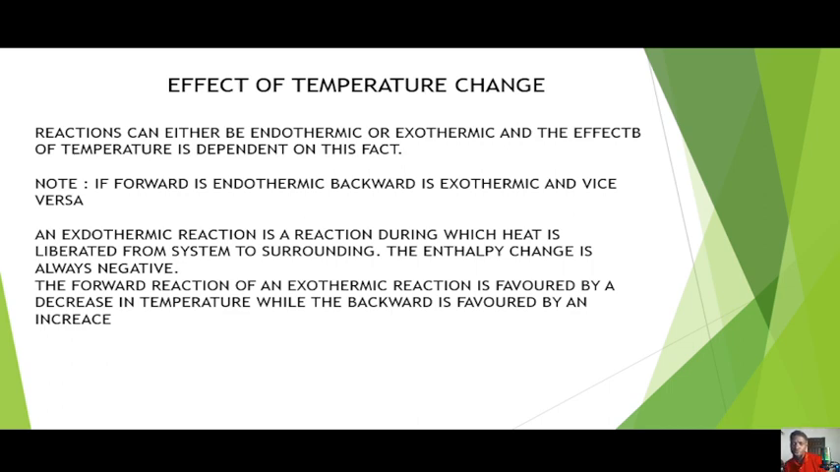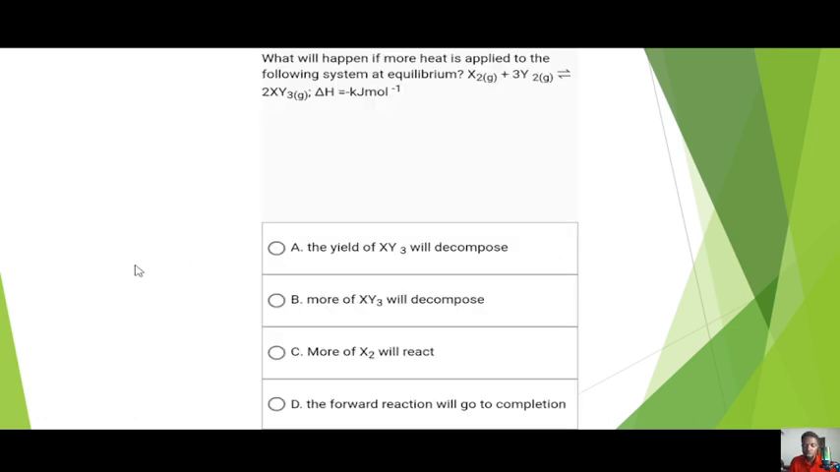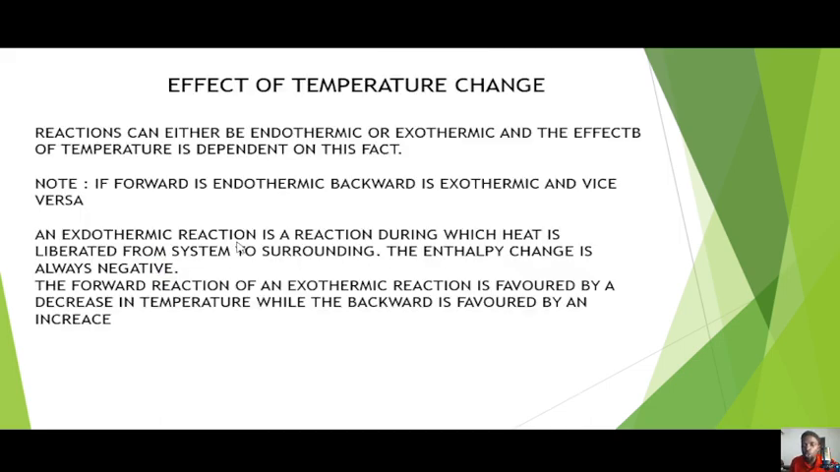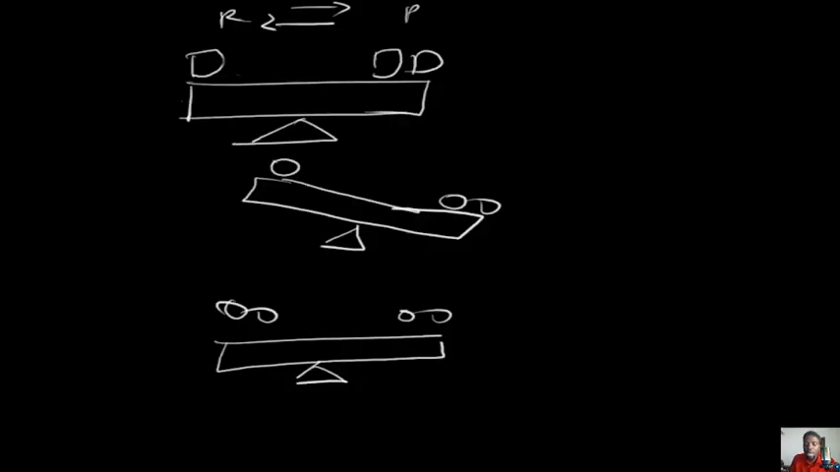Now, the forward reaction of an exothermic reaction is favored by a decrease in temperature, while the backward is favored by an increase. Before we get to explain this, note something. Enthalpy change is always negative. Enthalpy change is always negative for an exothermic process. I would like to just do a brief description of what I actually mean by this whole thing. The basic thing I want you to note for this particular exothermic reaction is this. Follow the signs. When you're considering temperature change, just follow the signs.